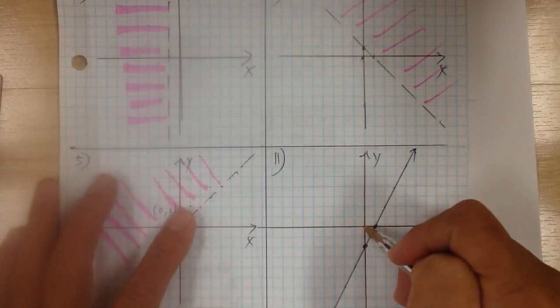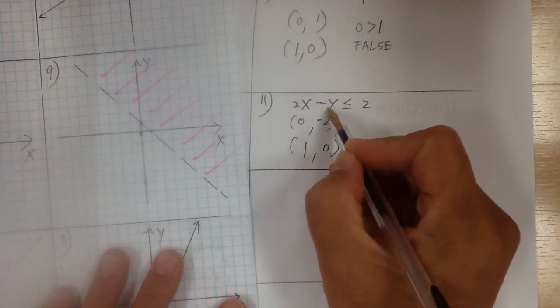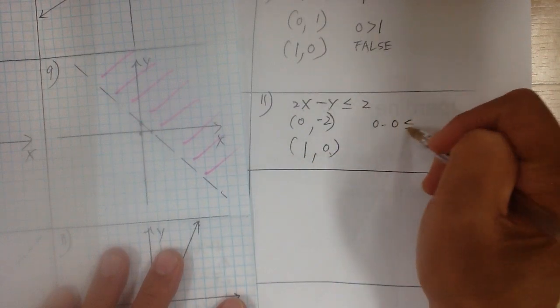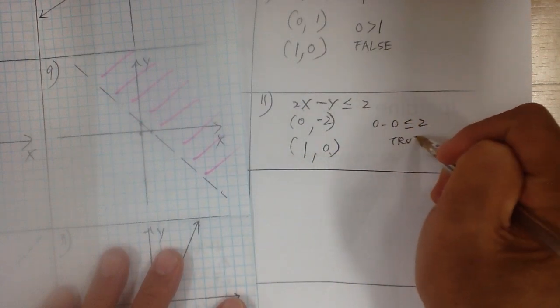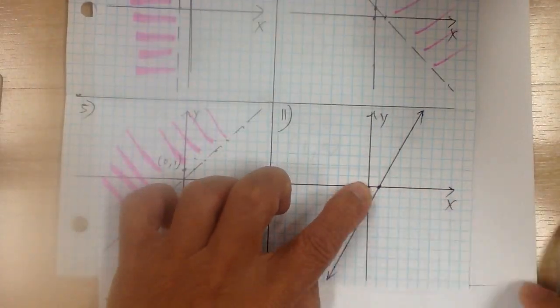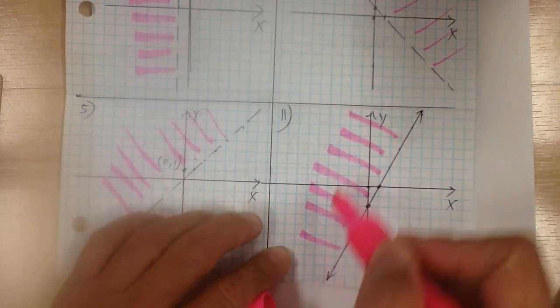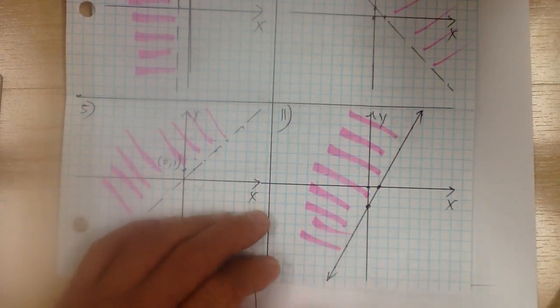Okay, I'm going to choose 0, 0 as my testing point. So put 0, 0 in here. I'm going to have 0 minus 0 is less than or equal to 2, so that's true. Okay, so that means this point is true. So the 0, 0 is true, means it's good. So that means your answer would be on this half.